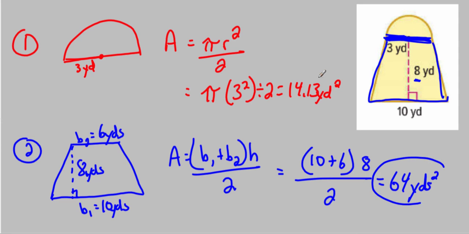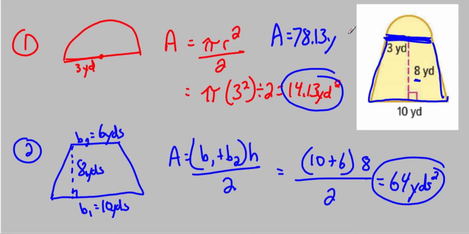Last step, don't forget to put the pieces back together. Add 14.13 plus 64, and that's going to give us an overall area of 78.13 yards squared. So break it down into pieces. Make sure you have the appropriate measurements for each one of them, and then find each of those areas before you put it back together.